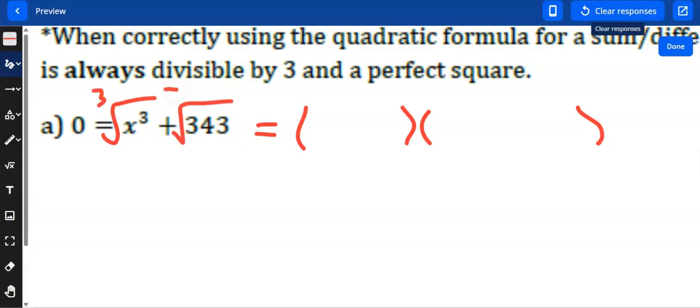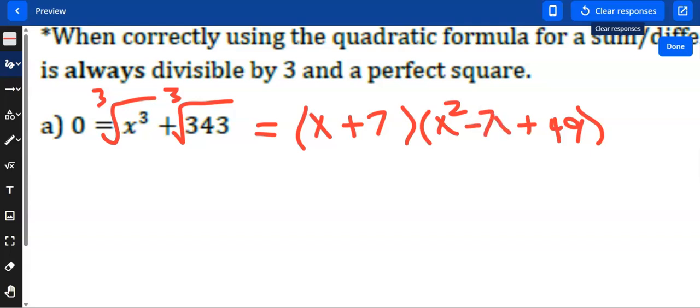Cube root, x plus 7, x squared minus 7x plus 49. We always know that we have to set our factors equal to 0 and solve them.